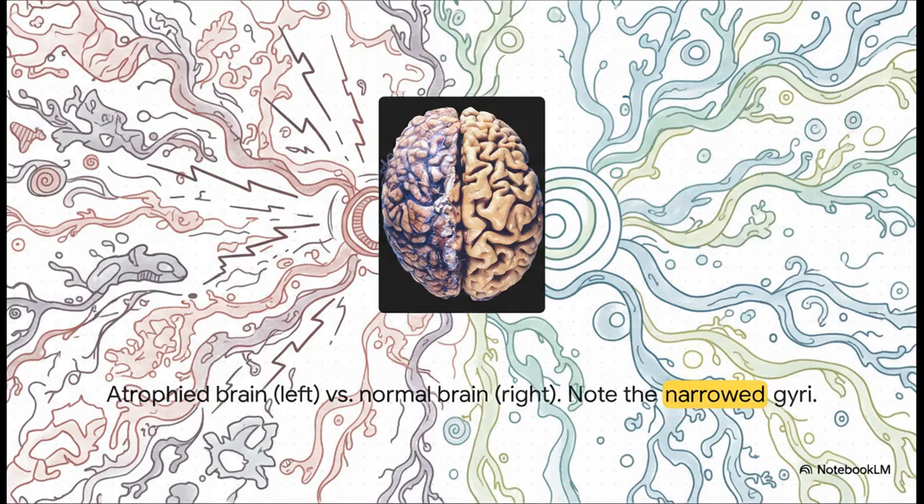And the result of this can be absolutely stunning. On the right, that's a healthy, full brain. But on the left, that's a brain that has atrophied because of a long-term lack of blood flow. Just look at how the gyri, those ridges of the brain, have narrowed and pulled back. You are literally looking at the loss of brain tissue.